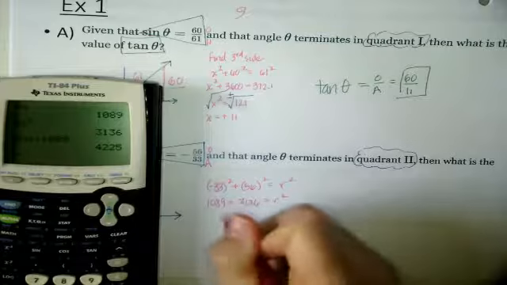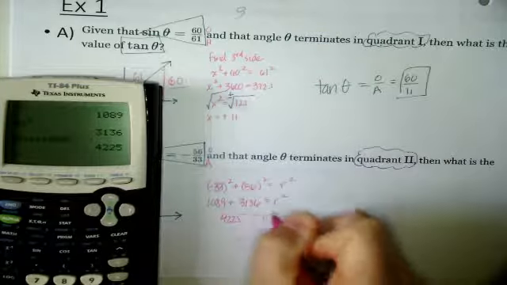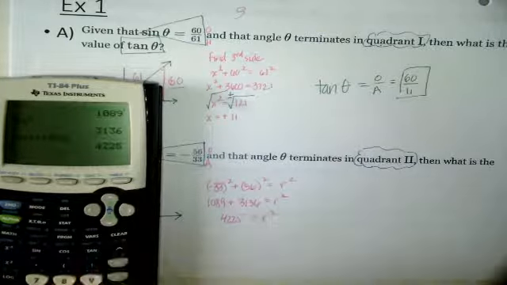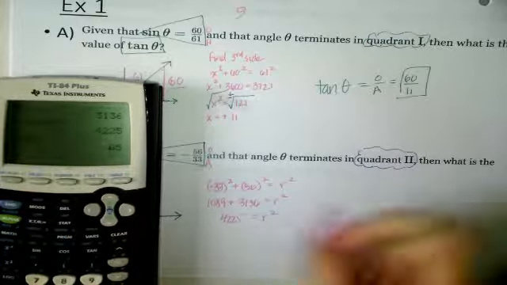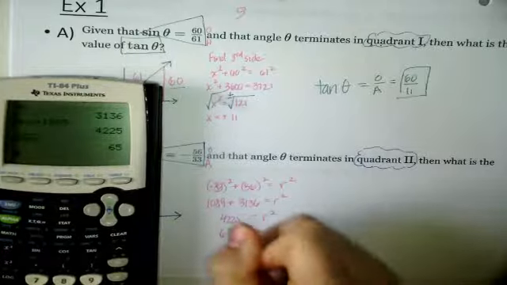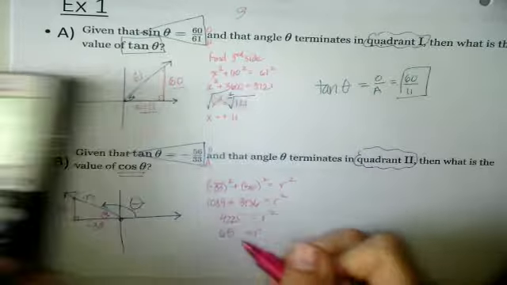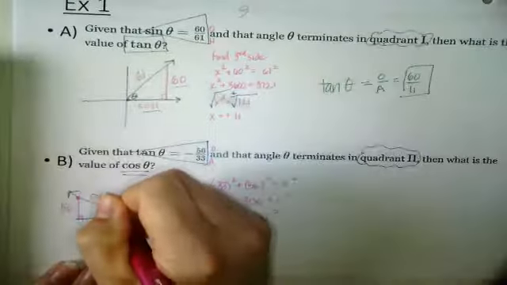And so we get 4225, and I can take the square root of that answer. Oh, funny. And we get R equals 65. And again, this is a radius, so it has to be positive.